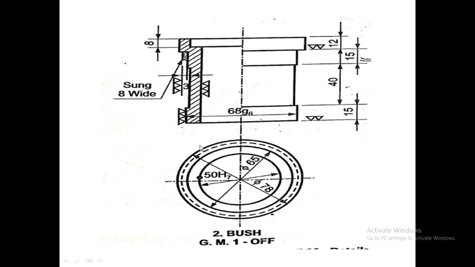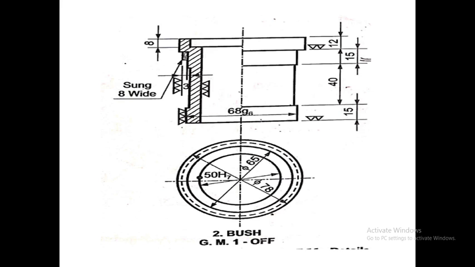Now there is one more circle which is hidden. You can see the hidden circle has been drawn. Now the diameter of this hidden circle is not given, so we have to identify what will be the diameter. First we have to identify the part for which this hidden circle is drawn.